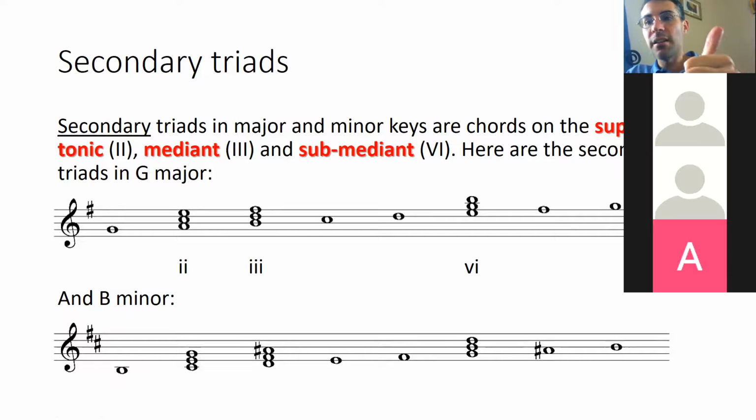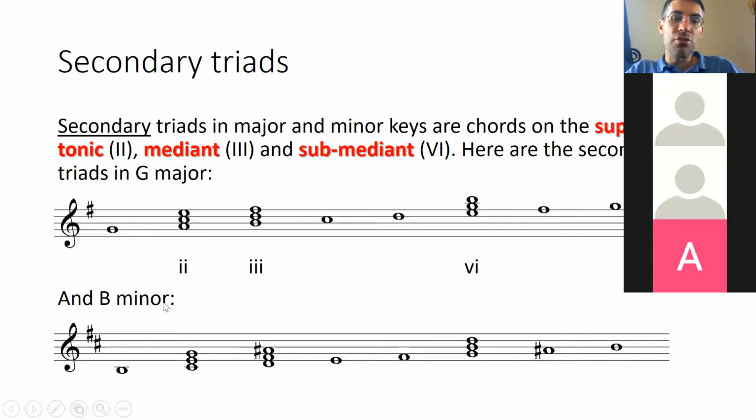Primary triads, 1, 4, 5. The secondary triads in the major and minor keys are the chords on the supertonic, the mediant, and the submediant. So 2, 3, and 6. Okay, let's have a look at G major. Here's G major. G, A, B, C, D, E, F sharp, G. If you look at your key signature table, you'll see that G major has 1 sharp. Okay, so the secondary triads are the triad on number 2, number 3, and number 6.